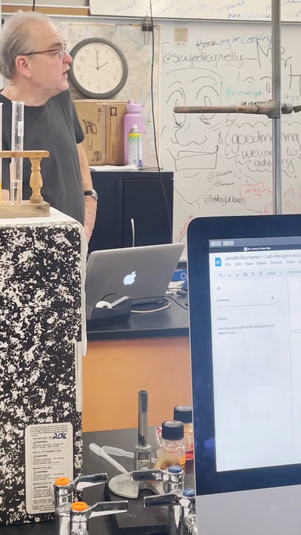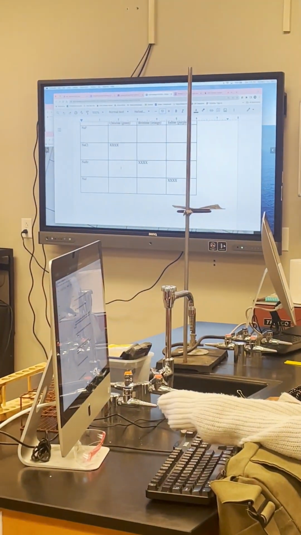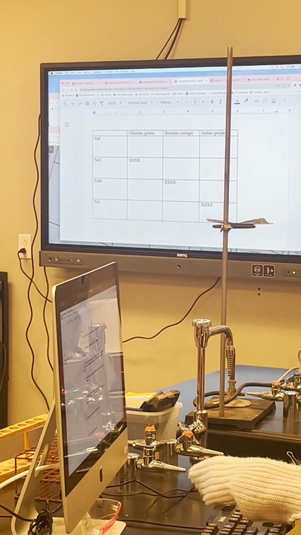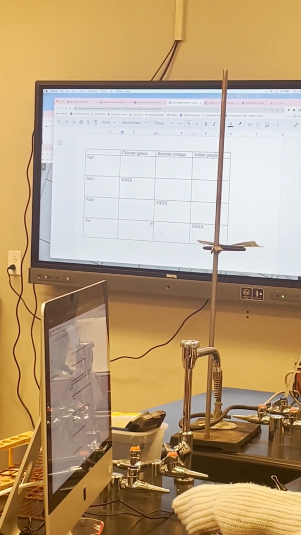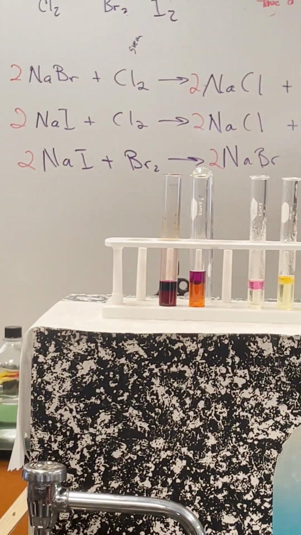So which pairs reacted with each other? We did that. There are 3 pairs, and there were the 3 in these boxes here. This one, this one, this one. So it was chlorine and sodium bromide, chlorine and sodium iodide, and bromine and sodium iodide. Or you can look over here on the board. These are the 3 pairs that reacted with each other. So you write those down.